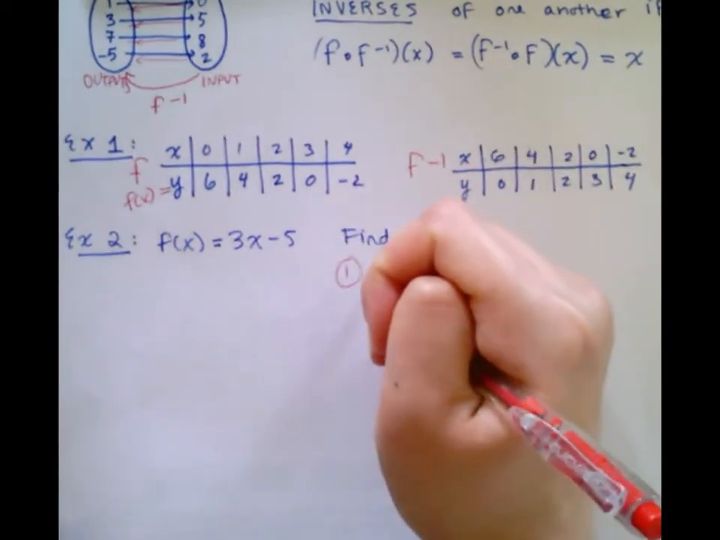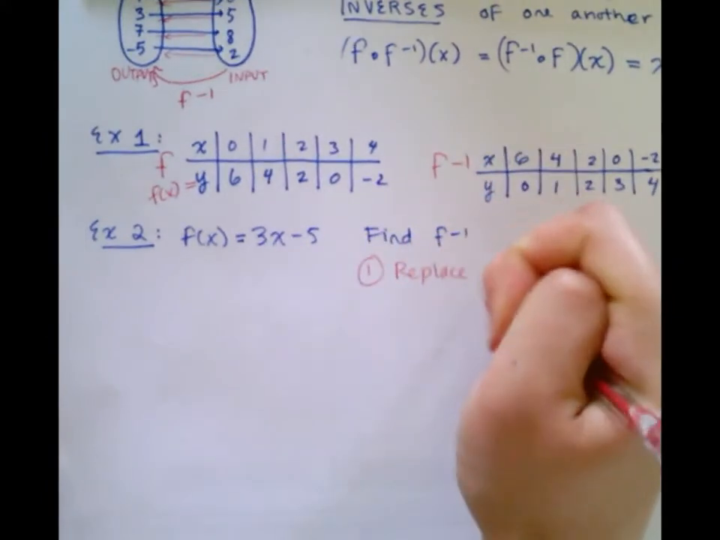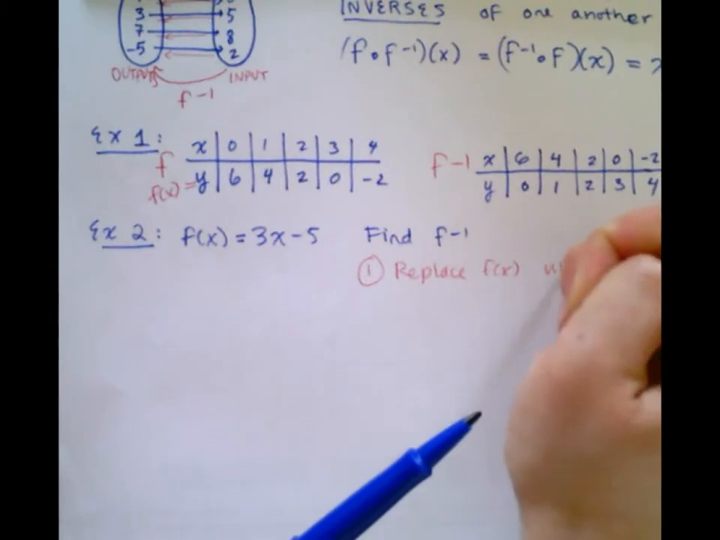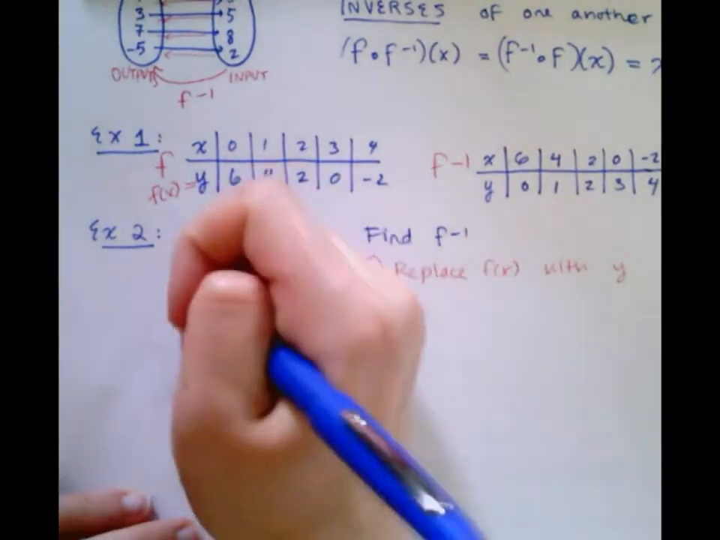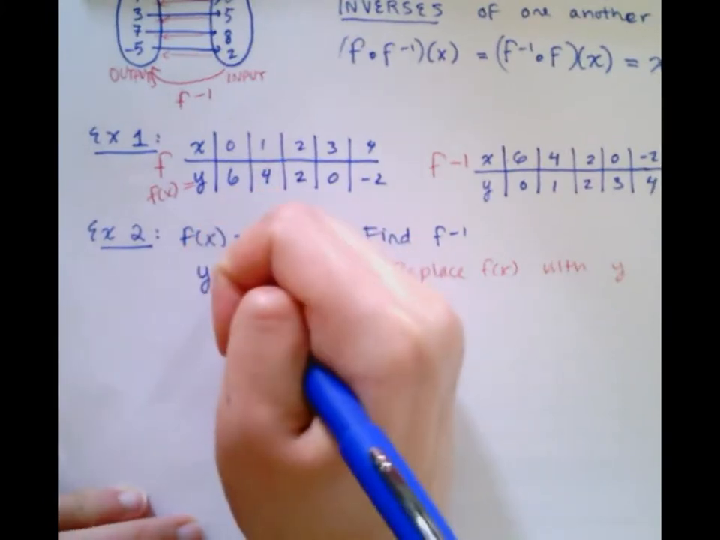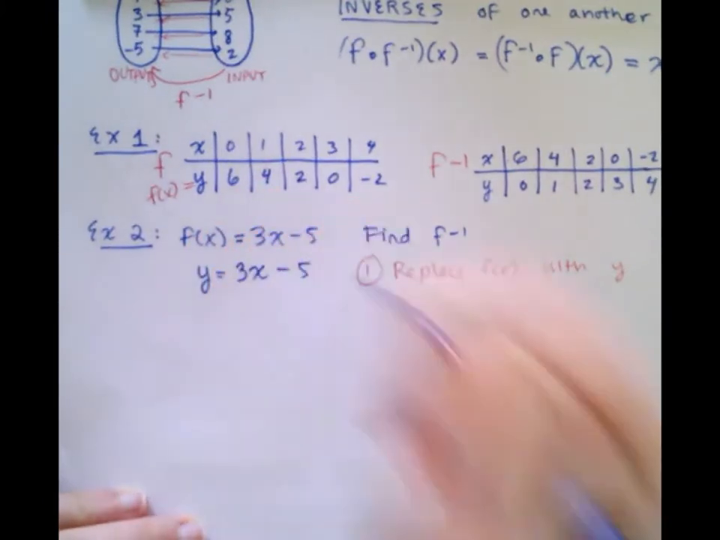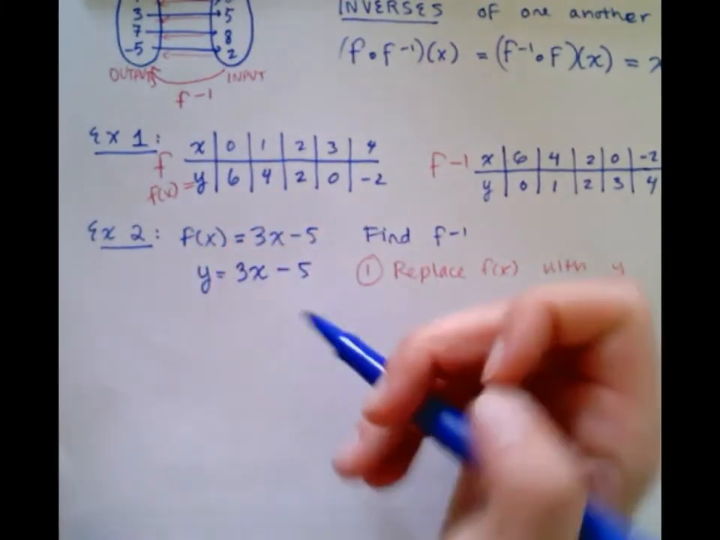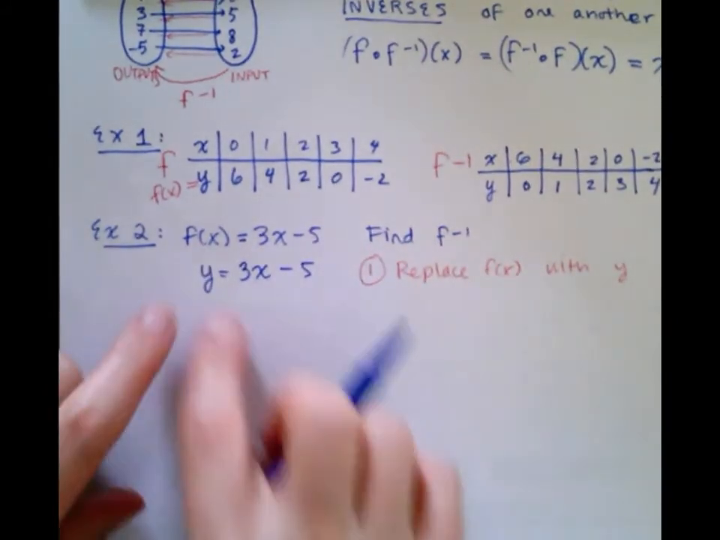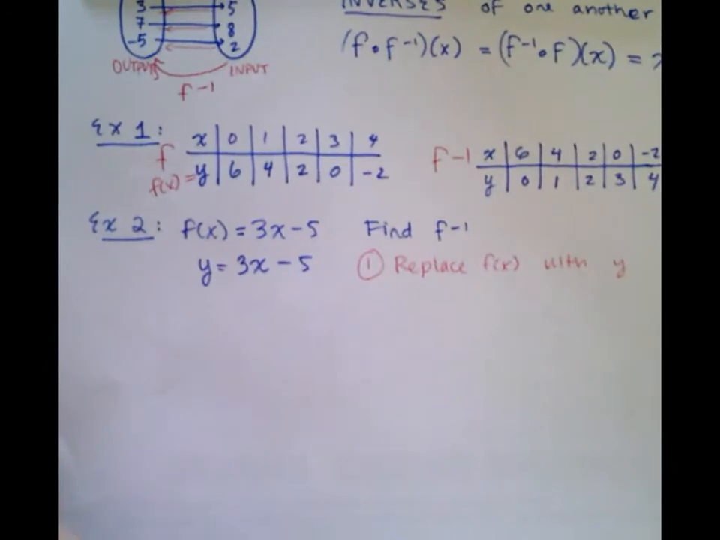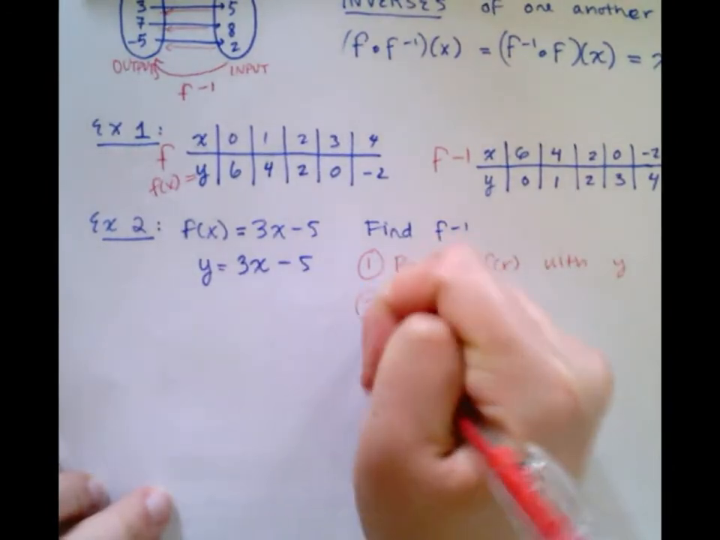So we're going to replace f of x with y. There's not a really strong reason why, but it makes things a little bit simpler for us in terms of our understanding. So these are equivalent, essentially. I just replaced f of x with y. And now this is still f, right? But what I'm going to do next is going to change it.